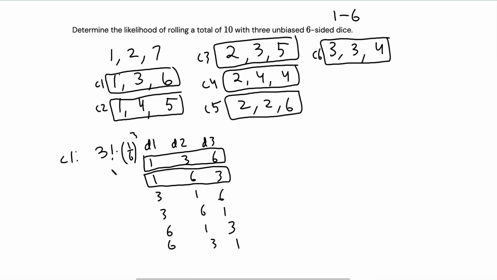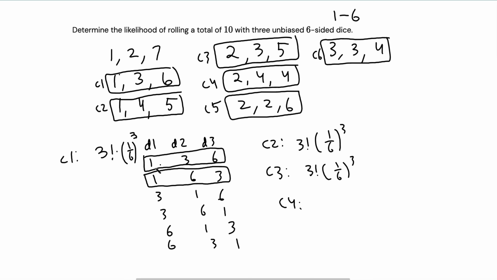So that's case 1. We have that out of the way. And what about case 2? Well, case 2, all numbers are unique. So we have 3 factorial and 1/6 raised to the 3rd power. Again, what about case 3? All are unique. We have the same thing again. What about case 4? Well, we have duplicates here.